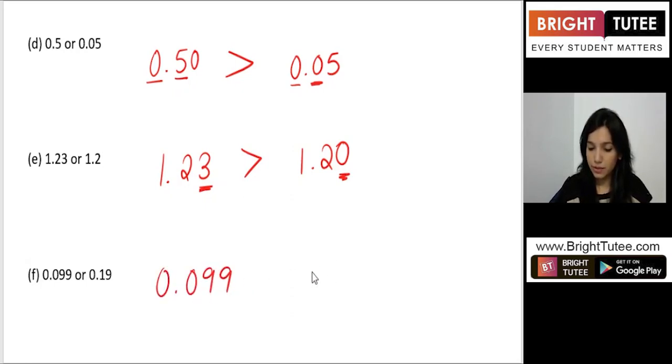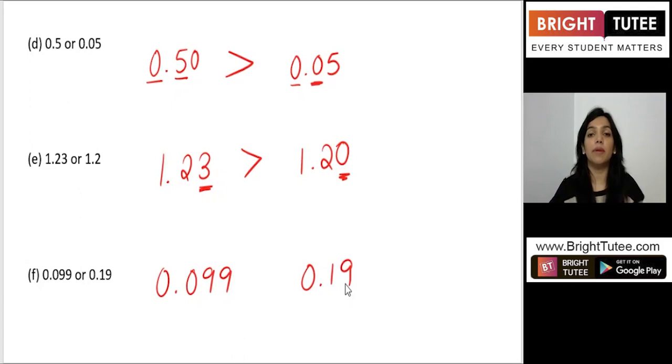The next number is 0.099, and here we have got 0.19. Okay, so now let's compare the two numbers. Comparing the whole numbers, both are same, both places we have got a 0. Comparing the numbers sitting at the tenths place. So here we have got a 0 and here we have got a 1. Which number is bigger? 1 is bigger than 0. So clearly 0.19 is the greater decimal number out of these two numbers.